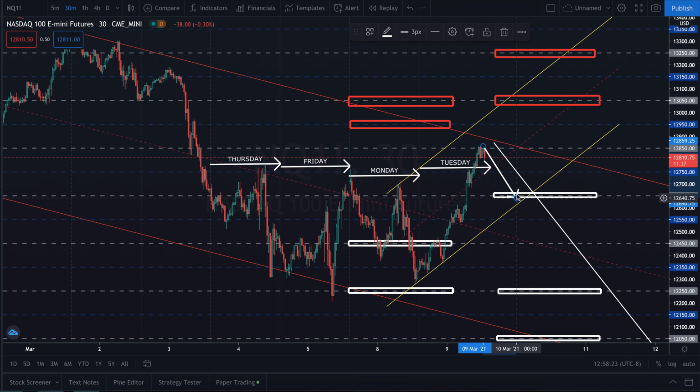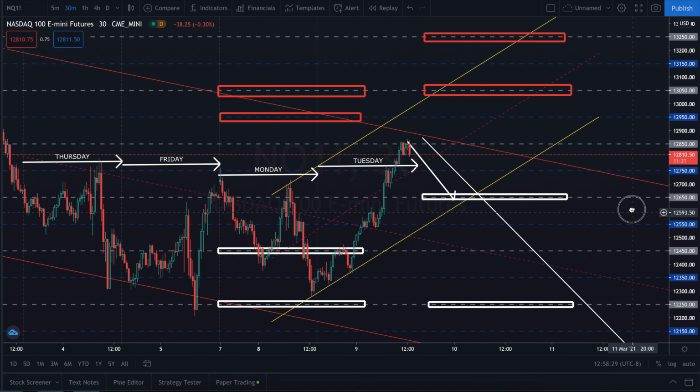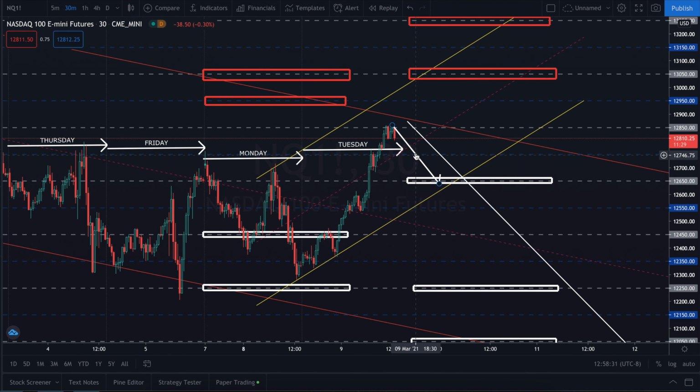Now, the best case scenario is to see a pullback down to this level that I have right here, which is going to be our first level of interest on the buy side. And as long as we stay inside the channel, we can see a continuation to the upside from here, and we're potentially targeting the same level from my last video and potentially another level higher.